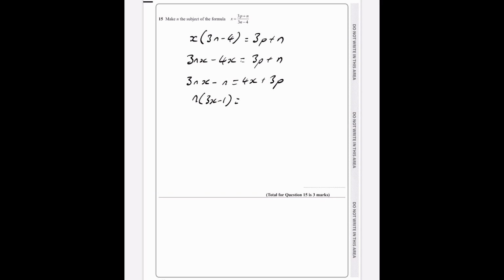Then factorise the n out on the left-hand side, and we can divide both sides by 3x minus 1 to give us an expression for n. And that's 4x plus 3p over 3x minus 1. If you've got an equivalent fraction to that, that's absolutely fine as well.